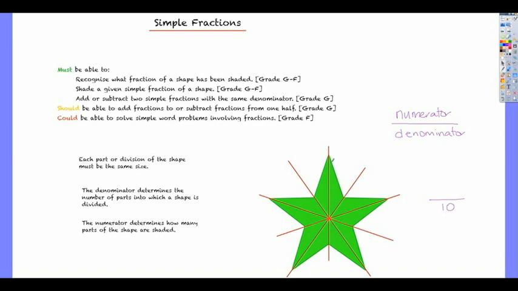If I shaded in just one of those sections, I'll have shaded in 1/10. If I shade in two sections, I would have 2/10, which is the same as 1/5. Because if I have a look at this shape here that's shaded in, I've got 5 shapes that look exactly the same as this. So 2/10 is the same as 1/5.